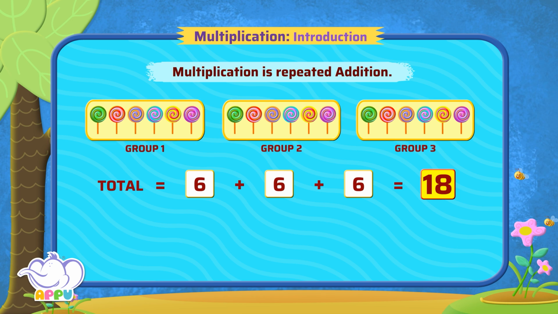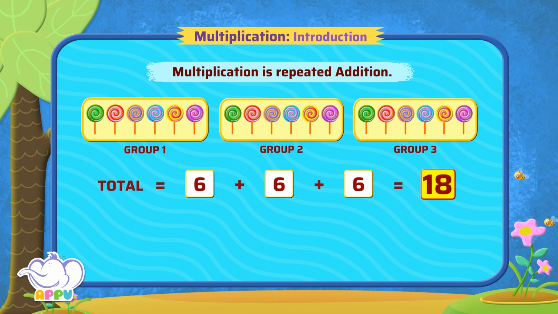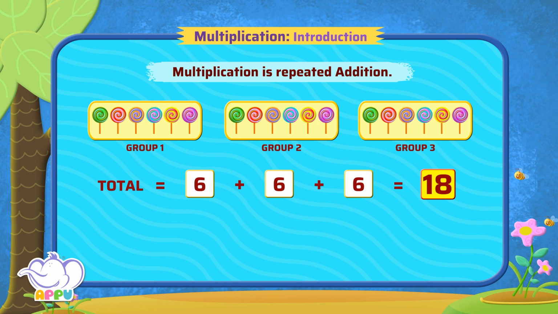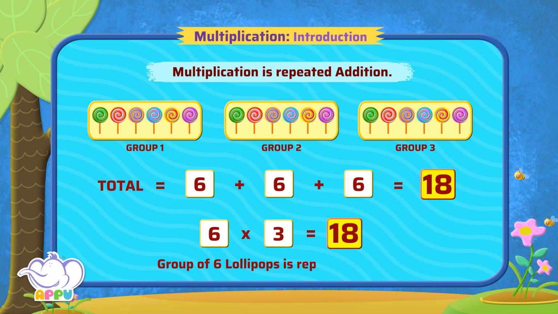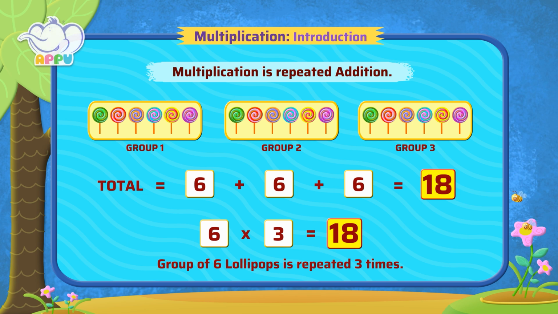We see 6 lollipops are repeated in 3 groups. So to make it easy, we can write 6 times 3 equals 18, because the group of 6 lollipops is repeated 3 times. Sensational!